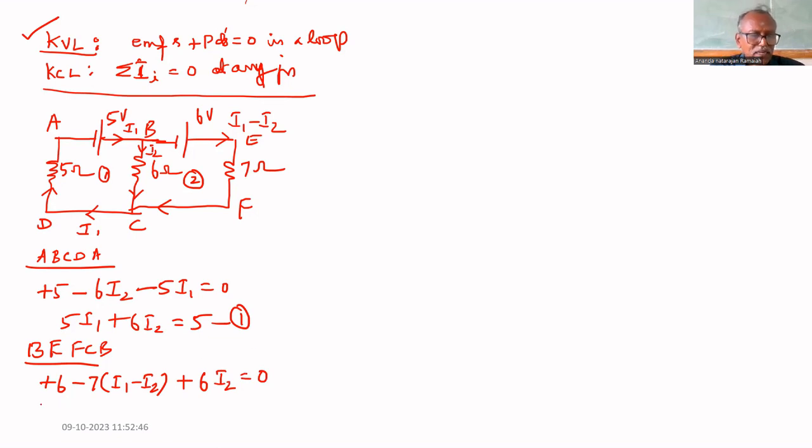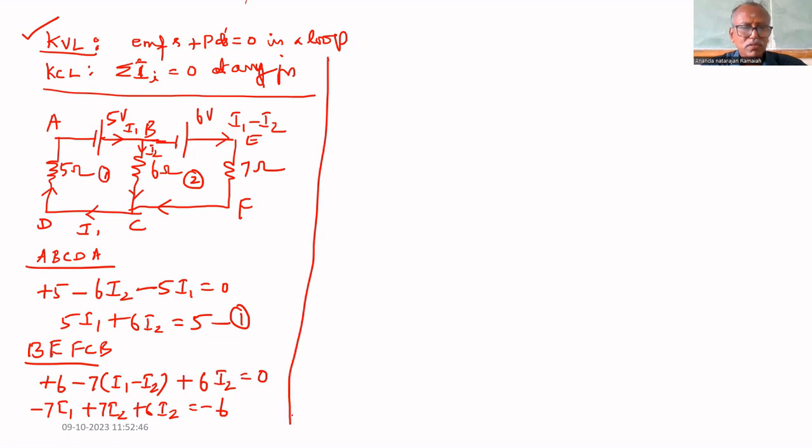If you simplify this, minus 7 I1 plus 7 I2 plus 6 I2 equal to minus 6, or we can write this as 7 I1 minus 13 I2 equal to 6. Am I correct or not? Let it be the second equation. Solve these two and find I2, which is required.